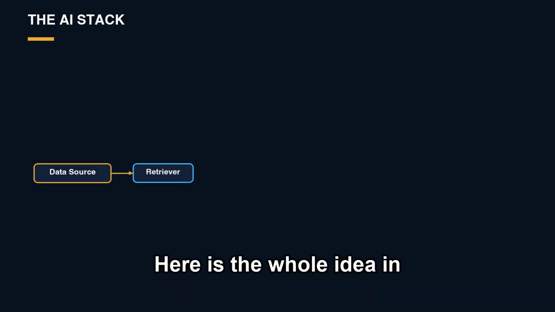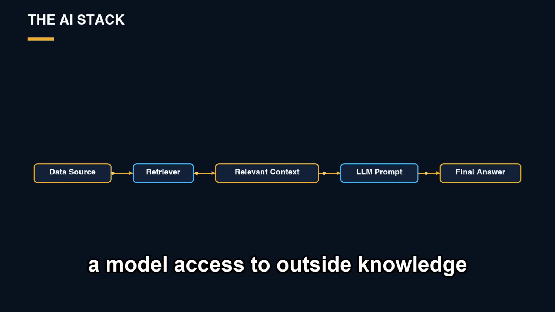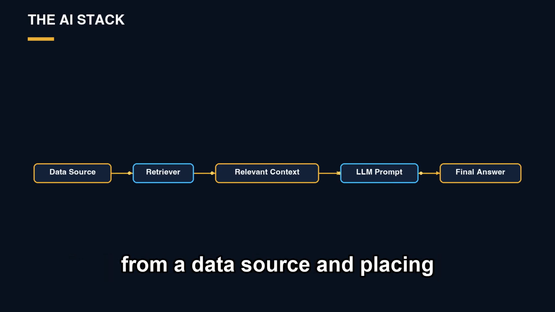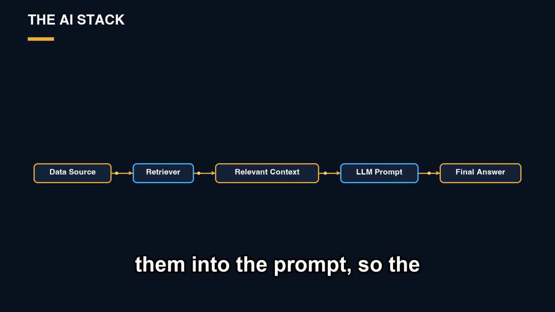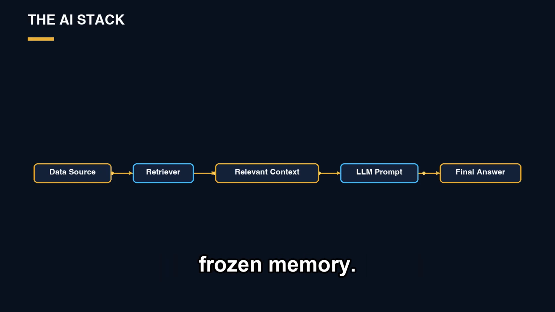Here is the whole idea in one sentence. Retrieval Augmented Generation, or RAG, gives a model access to outside knowledge by first retrieving the relevant documents from a data source and placing them into the prompt. So the model answers from real information you provided instead of only from its frozen memory.